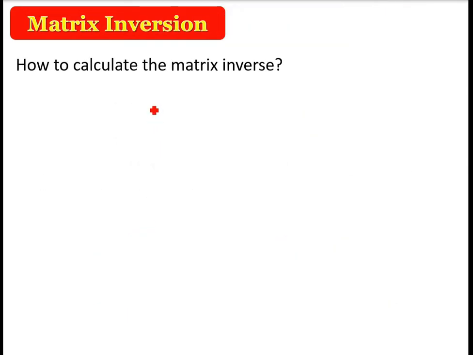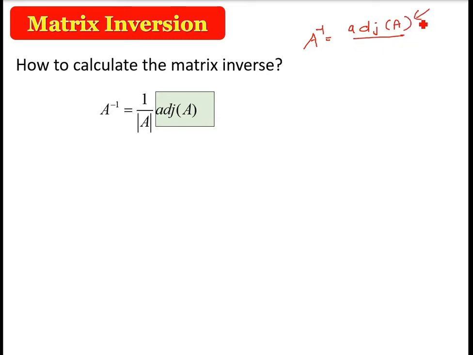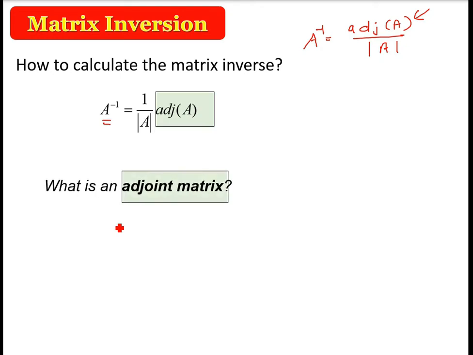So how do we calculate the matrix inverse? The easy way is to take the inverse, and that is only a division of two things. The numerator will have the adjoint of A, and the denominator will be the determinant of A. Adjoint A is nothing but the transpose of the cofactor matrix. I'll just show you how. So determinant you know already. So before you go ahead, adjoint A and determinant A should be very clear.